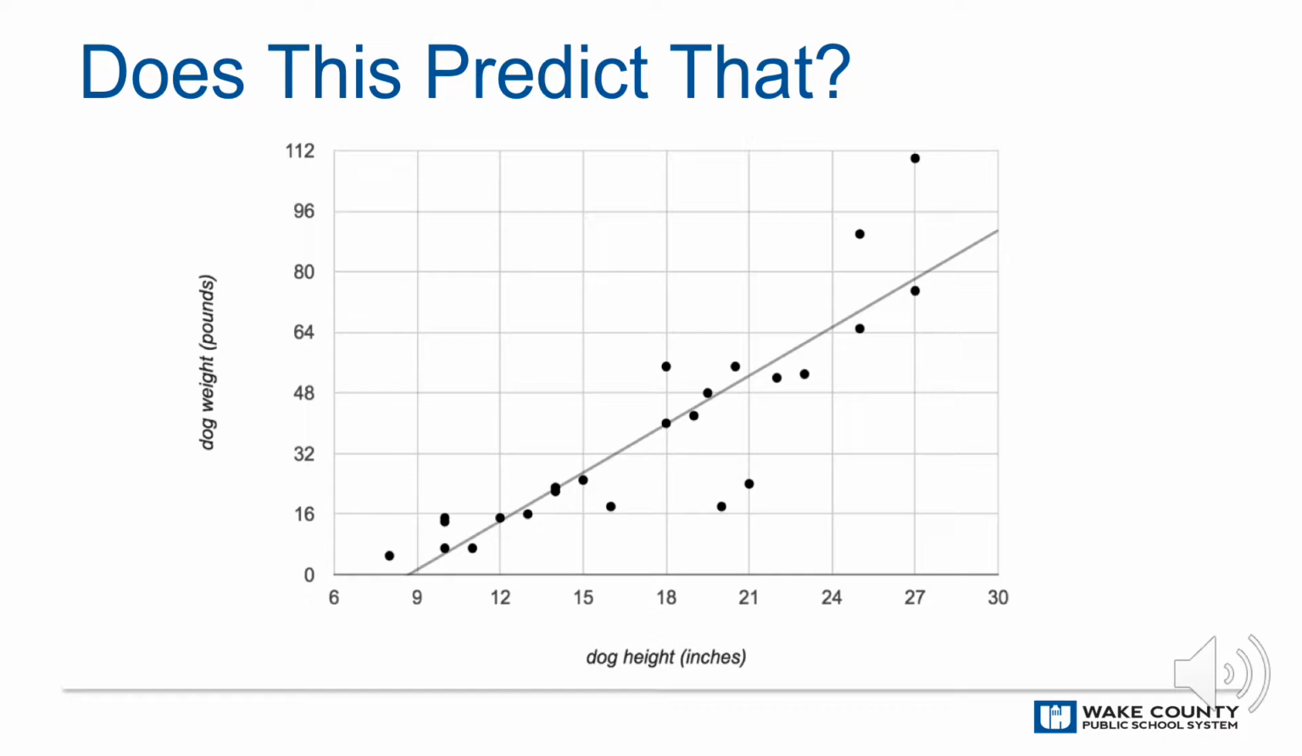The plot shows that, generally speaking, taller dogs weigh more than shorter dogs. Since a larger value for one characteristic, height, generally means a larger value for the other characteristic, weight, we say that there is a positive association between dog height and dog weight.